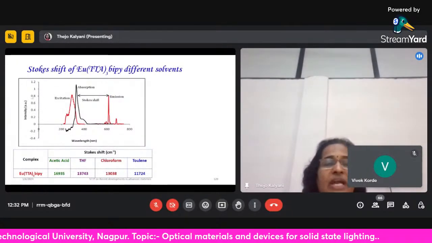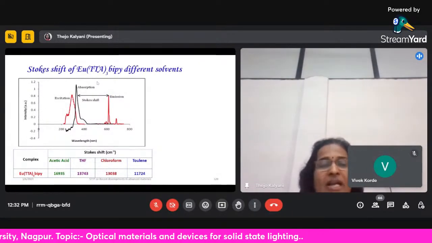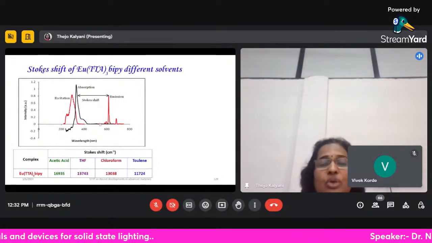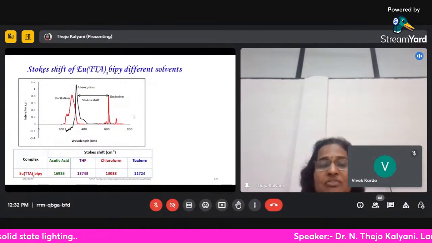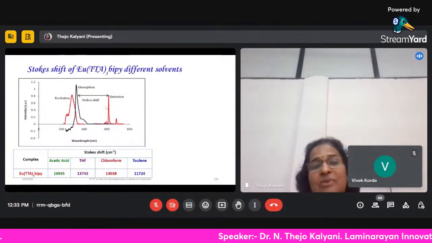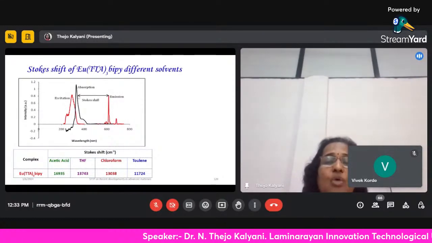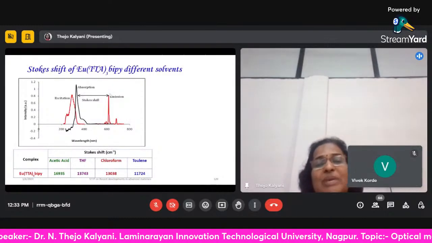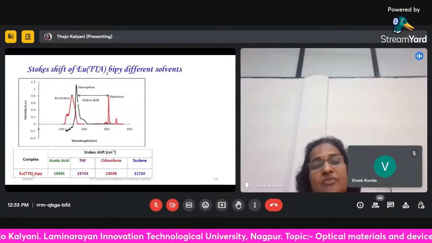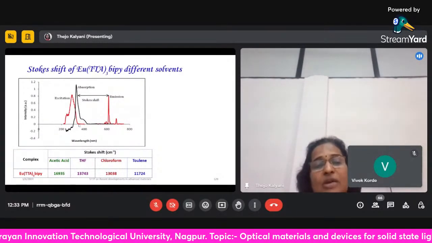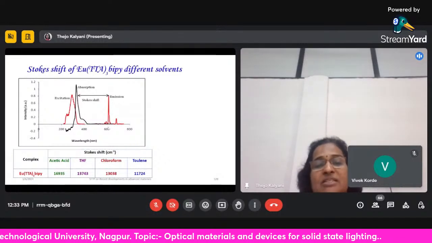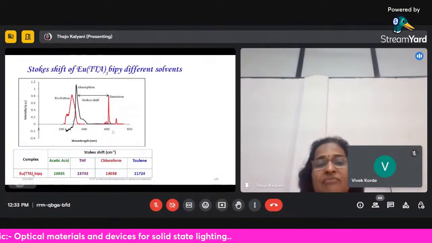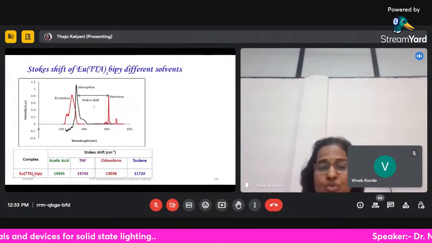And we have tried to study the Stokes shift. Stokes shift here means, if we plot the absorption spectra and the emission spectra on the same graph, how far has the peak shifted? If you see here, the absorption spectra is around 300 and the emission spectra is around 600. How far these two peaks are on the same wavelength range is a measure of Stokes shift.